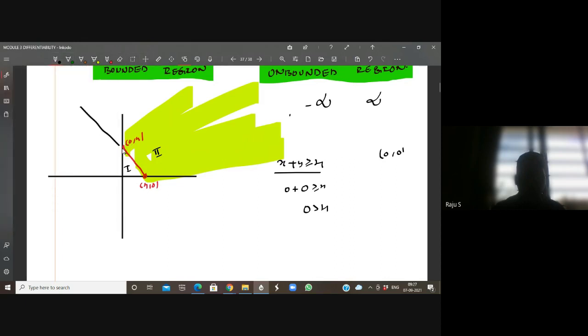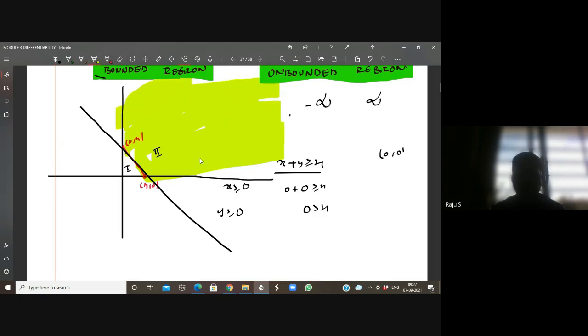When I shaded the region in part two, with the same non-negative restrictions, x greater than or equal to 0, y greater than or equal to 0, we get the region in the first quadrant. But what is the region? Can you find the area of this region? What about the area of the region? Infinite, sir. It is infinity.